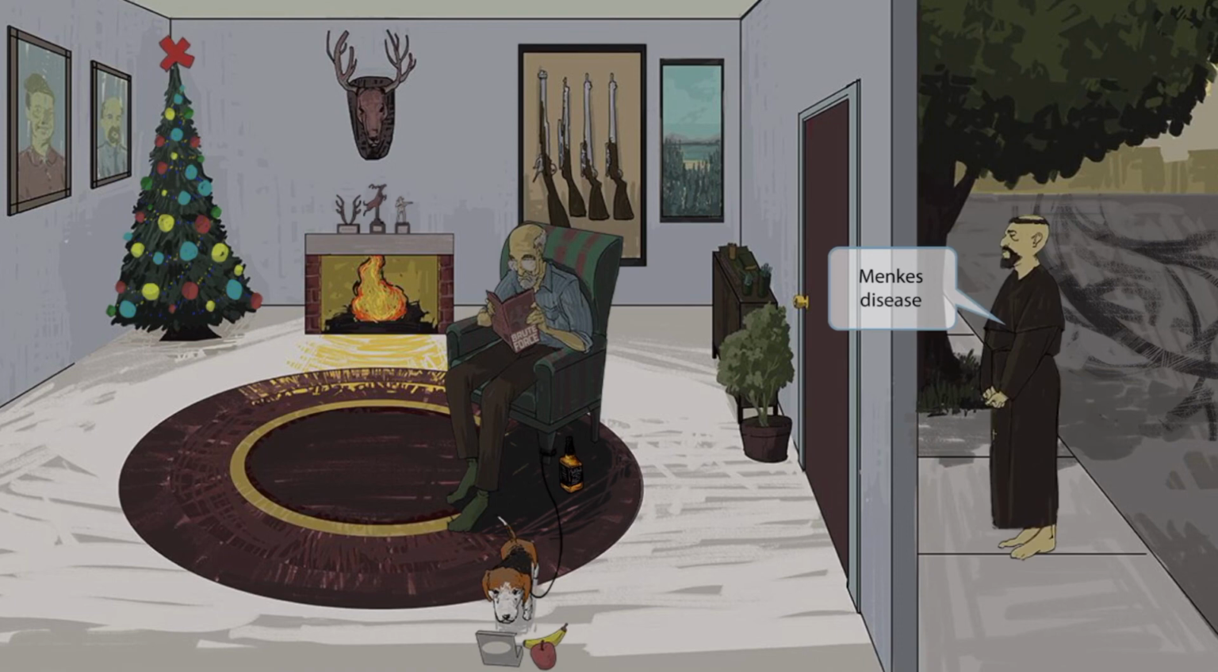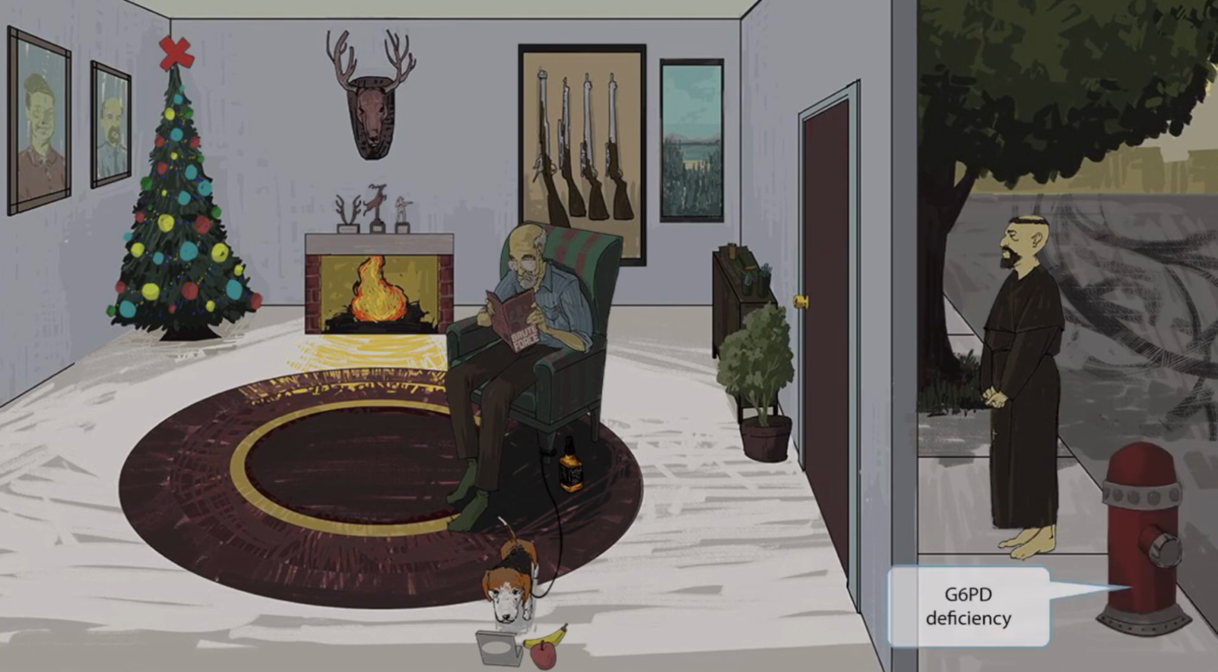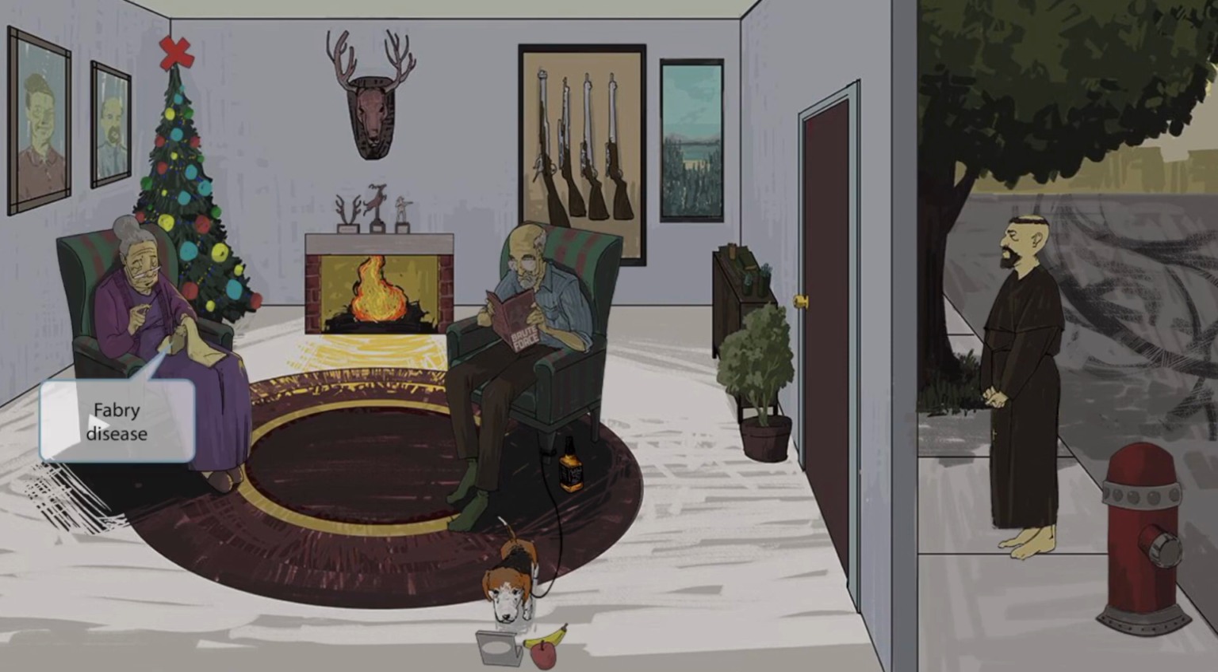A monk may not fit perfectly with the holiday season, but we like to think of him attempting to share his religious beliefs with this hunter. So the monk represents Menkes disease. There will also be a fire hydrant next to the monk. A hydrant sounds like dehydrogenase, so this will represent glucose 6-phosphate dehydrogenase deficiency. Finally, we'll add the hunter's wife, who is crocheting some fabric and enjoying the warmth next to the fireplace. So the fabric represents Fabry disease.